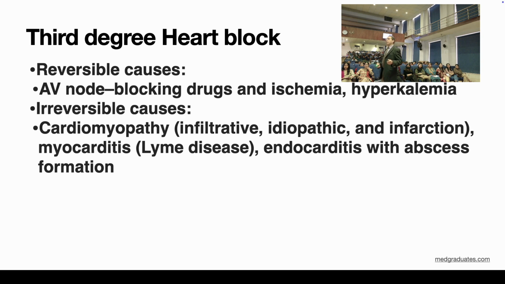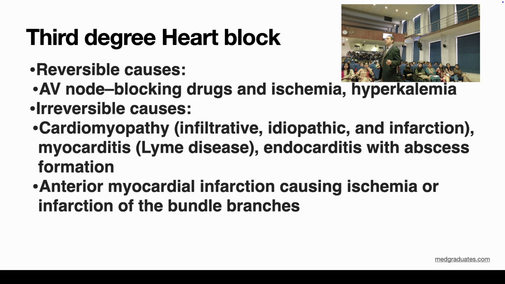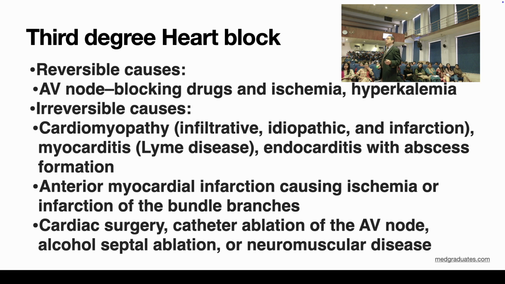So other causes: cardiomyopathies, anterior wall MI, cardiac surgery, ablation, septal alcohol injection, neuromuscular disorder. So the answer would be I would like to see what's the clinical situation: is the patient vitally stable or unstable? If the patient is stable, you're not going to pace immediately. You're going to look for the reversible causes. If they can be reversed, pacing is not required. But if the patient is unstable and there are irreversible causes of heart block, you are going to put in a pacemaker.